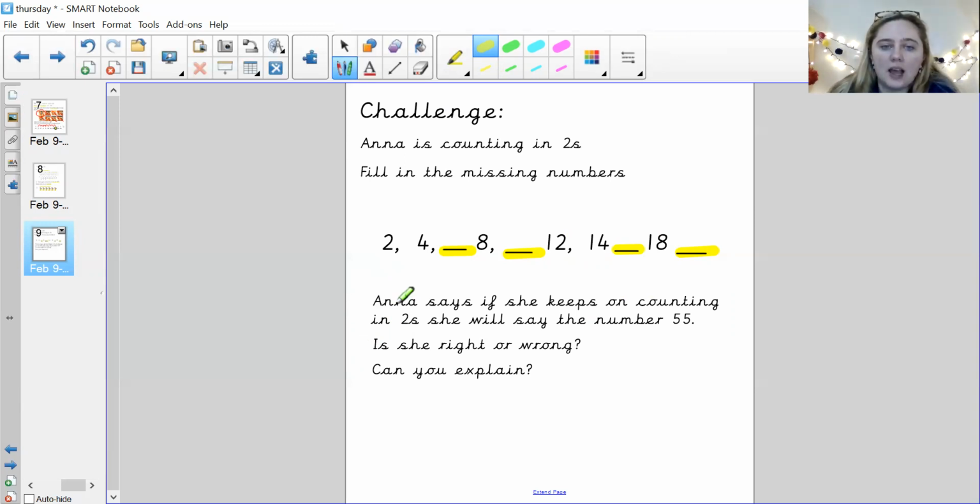Okay, it says, Anna says if she keeps on counting in twos, she will get to the number 55. Is she right or is she wrong? Can you either write down your answer or make a video? Can you tell me, is she right or wrong? And why is she right or wrong? Okay, that is your challenge for today.